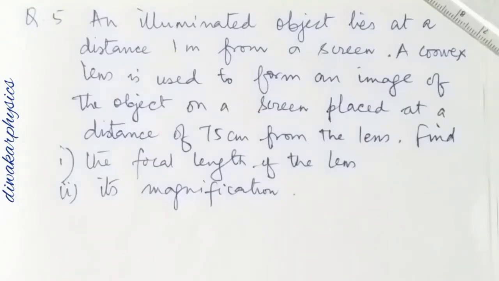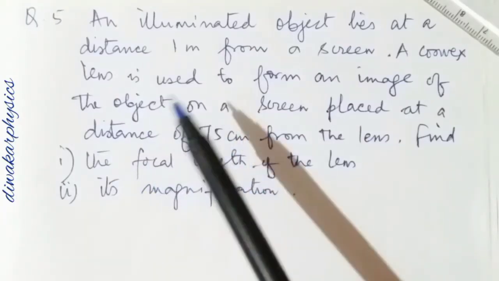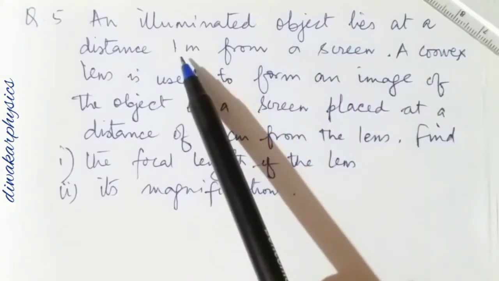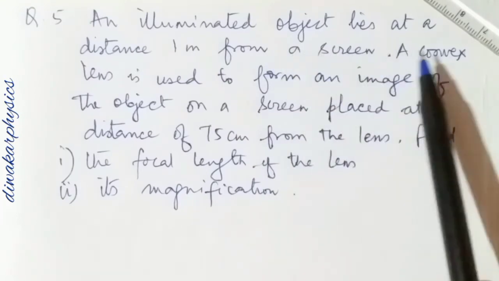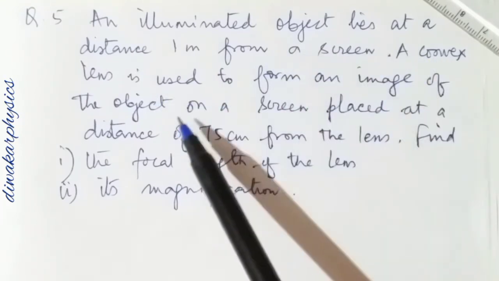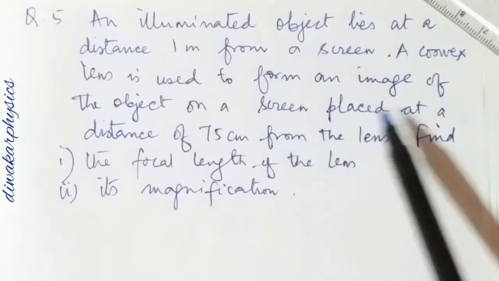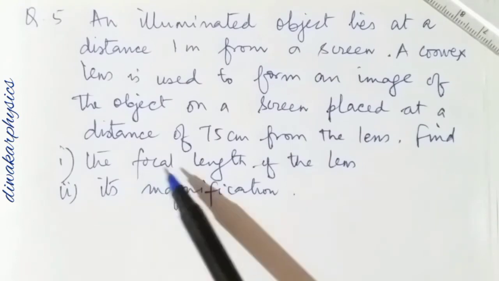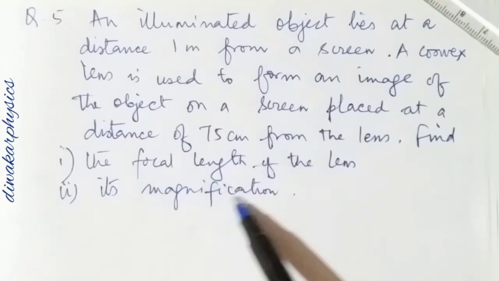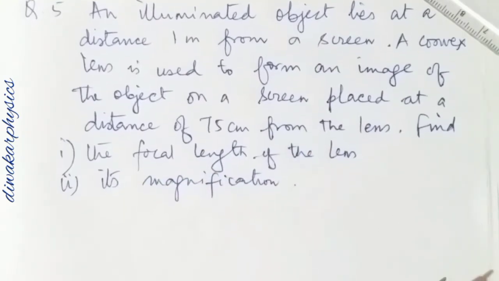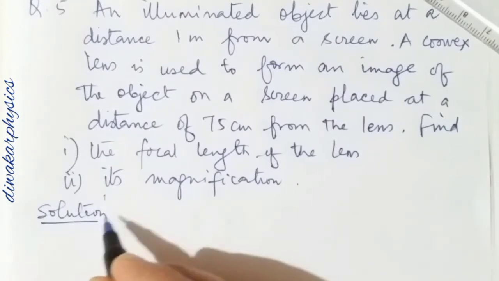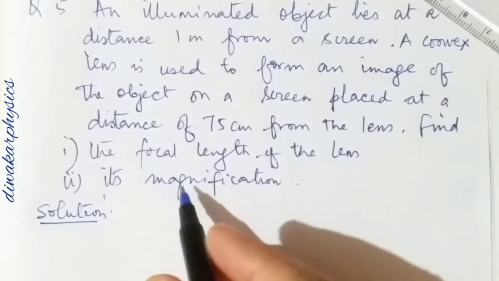Now let us start question number 5. An illuminated object lies at a distance of 1 meter from a screen. A convex lens is used to form an image of the object on a screen placed at a distance of 75 centimeter from the lens. Find the focal length of the lens and its magnification. Okay, so first, write what is given in the question using proper sign convention and standard notations.